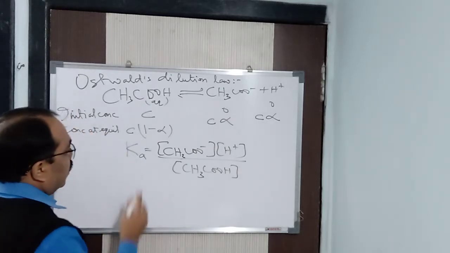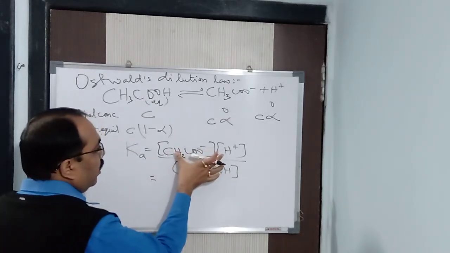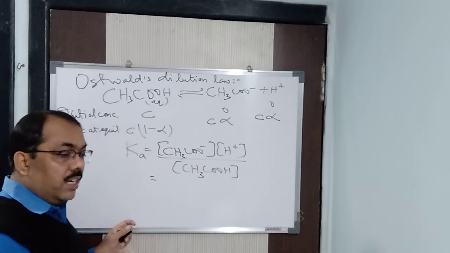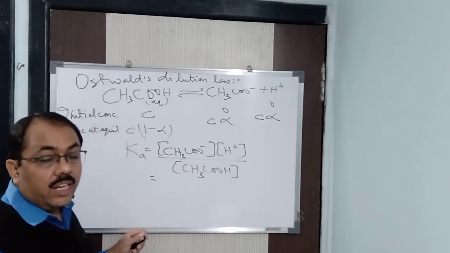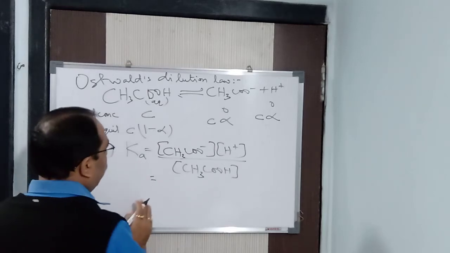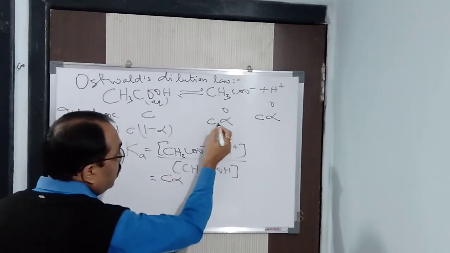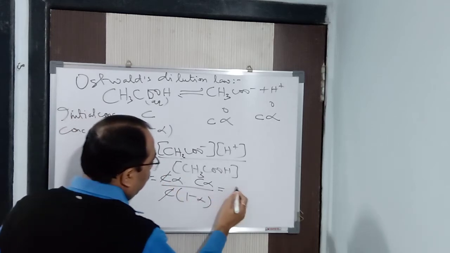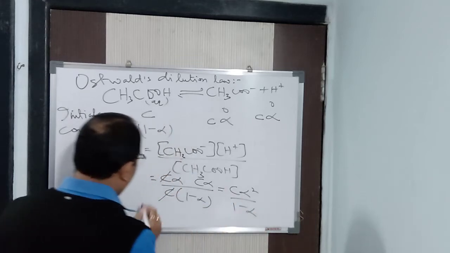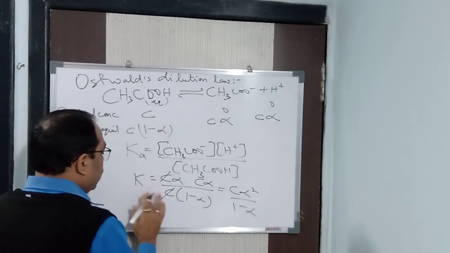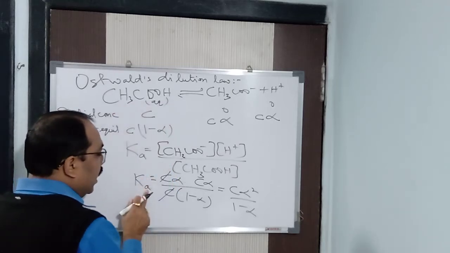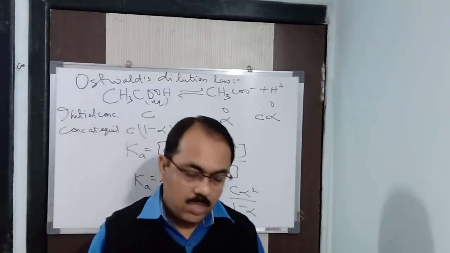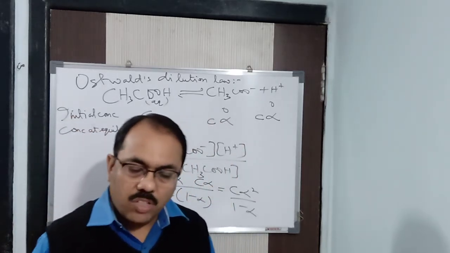Now, what concentration do we put in? We put the concentration at equilibrium, because Ka, the acid dissociation constant, is calculated at equilibrium. So it will be C alpha into C alpha by C into 1 minus alpha. The C and C get cancelled. It is C alpha square by 1 minus alpha. This is your Ka. Again, if it were a base, it would be Kb, C alpha square by 1 minus alpha. It is the same thing, no change, because C and alpha remain the same.